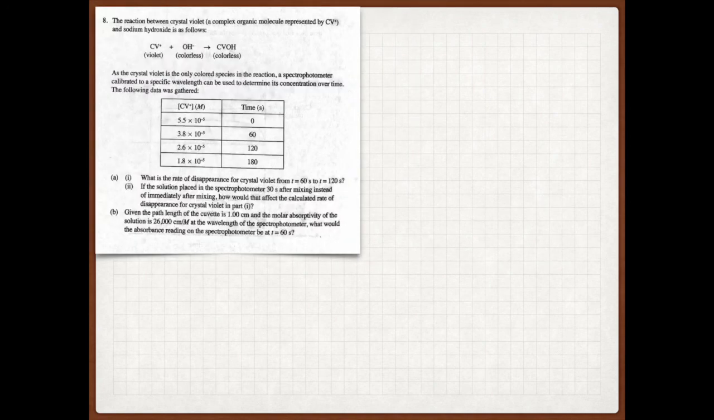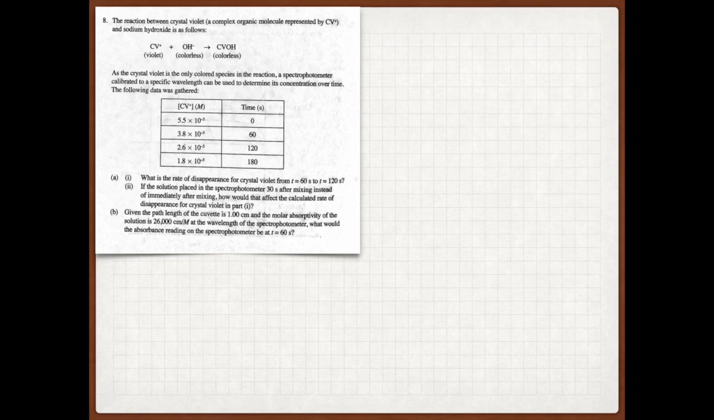In 8, you've got this problem, okay? This is the crystal violet reaction that we looked at ourselves, okay? It says, what is the rate of disappearance for crystal violet from t equals 60 seconds to t equals 120 seconds? Well, I need to show the change in concentration over the change in time.